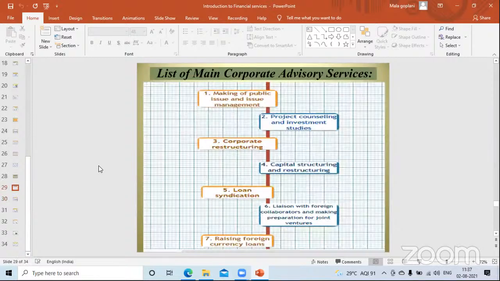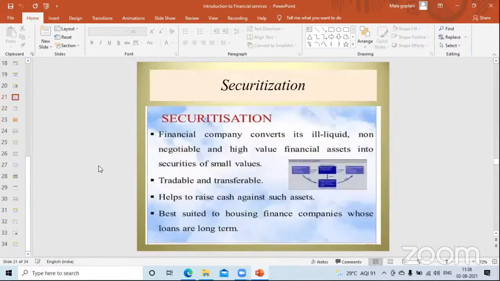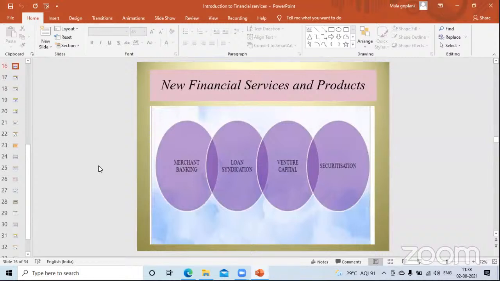We have done mutual fund. We have done factoring. We have done forfeiting, leasing, custodial service, corporate advisory services, merchant banking, loan syndication, venture capital, and securitization. So see, if you have any doubt, you can ask me, or if you want to just have a read and then ask me doubts, that is also fine with me. दूसरे लेक्चर में जब हम लेक्चर शुरू करेंगे उससे पहले कुछ डाउट्स हैं तो you can clear it out with me. Is that okay? I believe you don't have any doubts, so I can wind up the lecture. Please see if you have any, you can ask me. Clear है सब? अभी तक? Yes, ma'am. Okay.